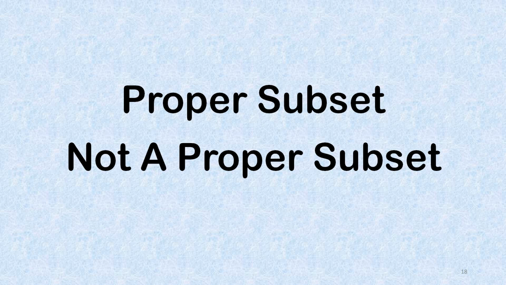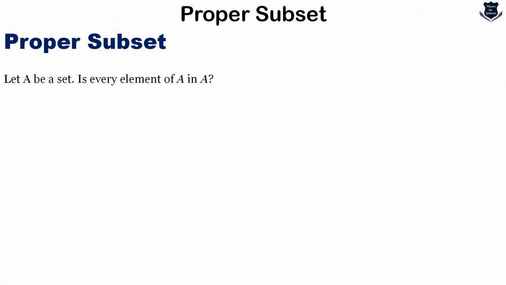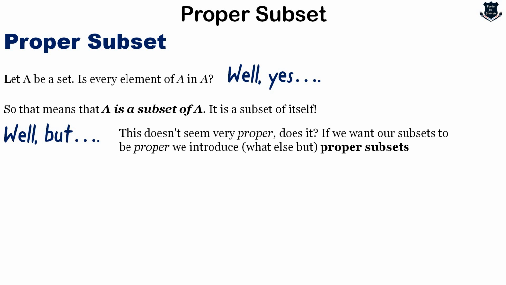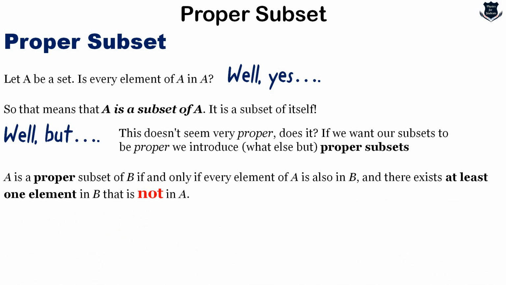We have understood what is a subset and what is not a subset. What do we mean by a proper subset? Very simple. See, let A be a set. Now, is every element of A in A? For example, if A contains 3 oranges, and I ask you whether every element of A is in A, you might say yes. That means A is a subset of itself. Well, it doesn't sound very solid, right? It doesn't seem very proper. So we want our subsets to be proper, and we introduce this term, proper subsets.